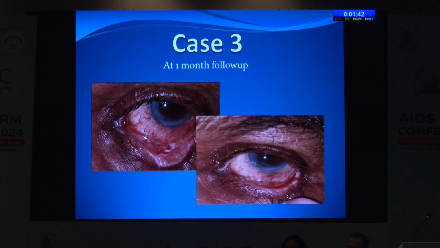So at 1 month follow-up, the patient is undergoing treatment. The tumor load has decreased. There's a symblepharon developing in the inferior fornix. The patient doesn't want surgery right now, since he's also noticing a decrease in the tumor size.